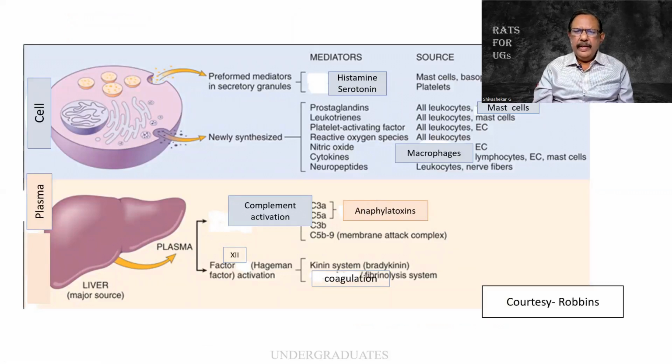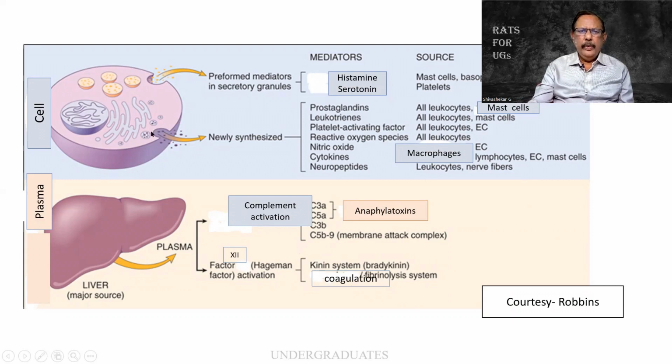This is another key diagram which you will have to follow. This again is from Robbins. Basically, it can be explained like this. I will be doing this repeatedly so that you become almost well versed with it. There are two sources of the mediators. One will be the cell. Another one will be the plasma, along with it the liver. From the plasma, we will be getting the clotting factors as well as the complement factors. So obviously, there are two sets of these which are being produced.